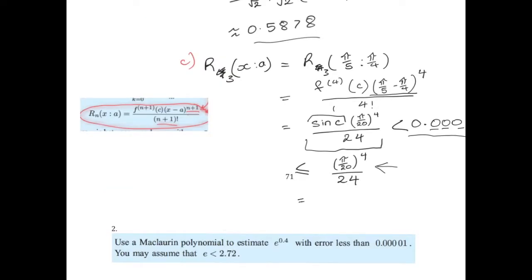What is it? 0.000025. Yay! So I would say then, which is less than 0.0005, therefore T3 of pi on 5 is correct to 3 dp.